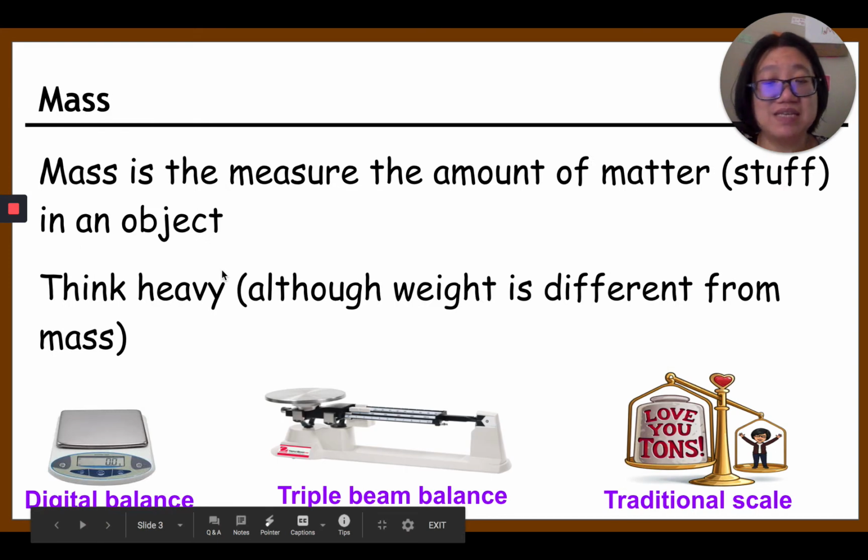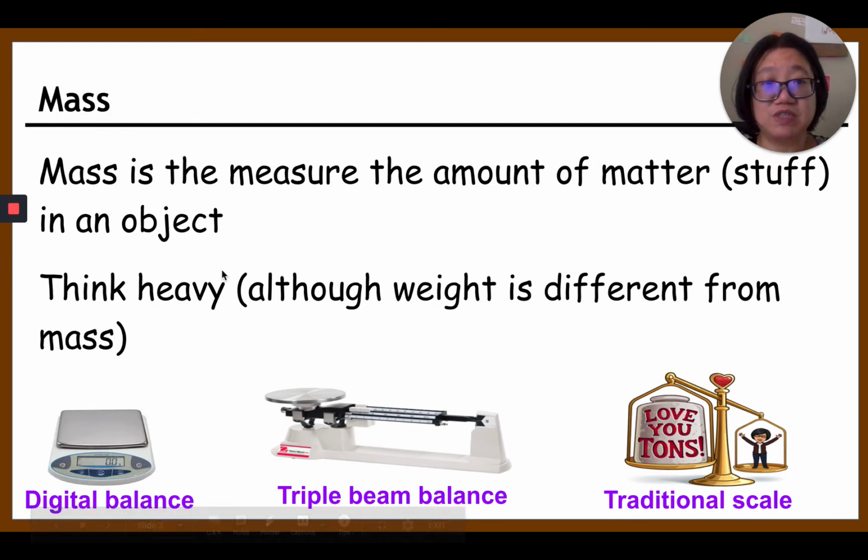Mass. Mass is the measure of the amount of substance, amount of matter in the object. So think about it like heaviness, but then again, you will see that mass and weight are two different things, especially when you go to physics. Mass is how much stuff that you have inside the object, and weight is the mass times the effect of gravity. So the running joke was if you want to lose weight, you want to go on the moon, right?